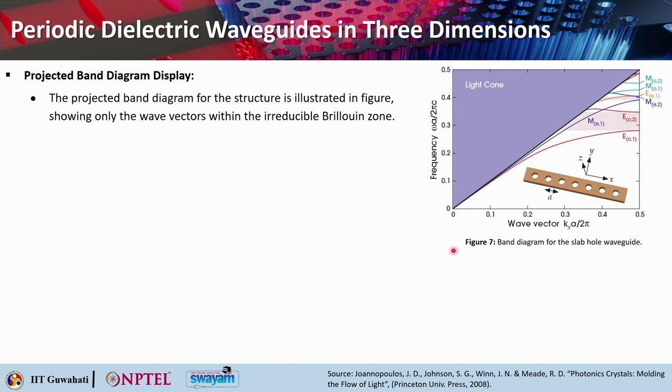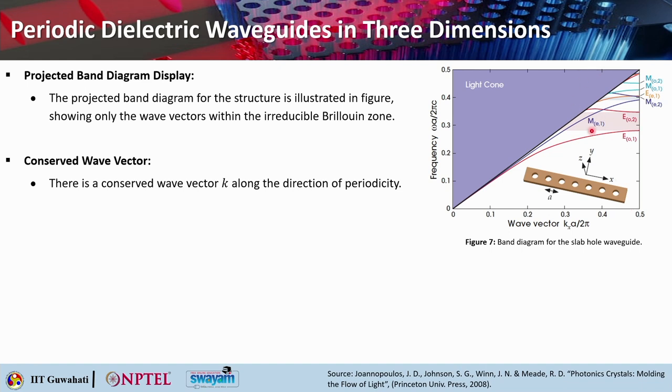Here, as you can see, only the irreducible Brillouin zone is shown. We are not showing the extended version of the Brillouin zone where this would have been mirror imaged. What you can see here is that a different type of labeling is used for the bands. We will come into those, and different colors are also used. However, the light cone is shaded in darker blue and it is bounded by this black light line.